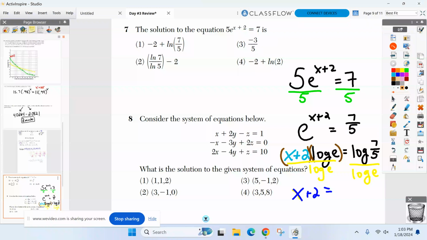Wait. Can you just tell me the answer so that I know if I did it right? Sure. Number 7. Whatever choice 1 comes out to be. I didn't write the answer myself, but it's choice 1. Like the decimal. Yeah. And so if you do minus 2 plus ln of 7/5, whatever that decimal is, that's what the answer is to that one.